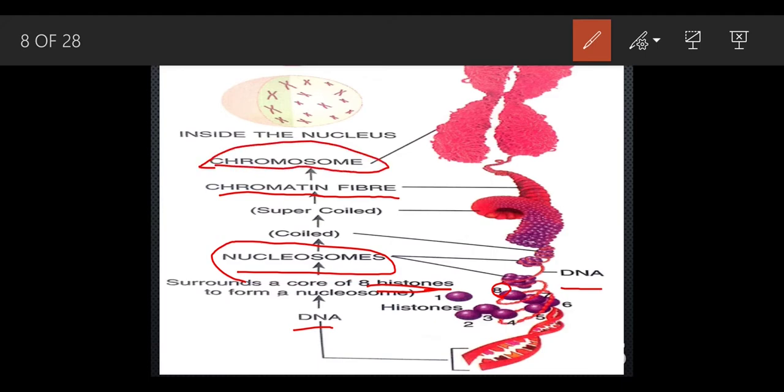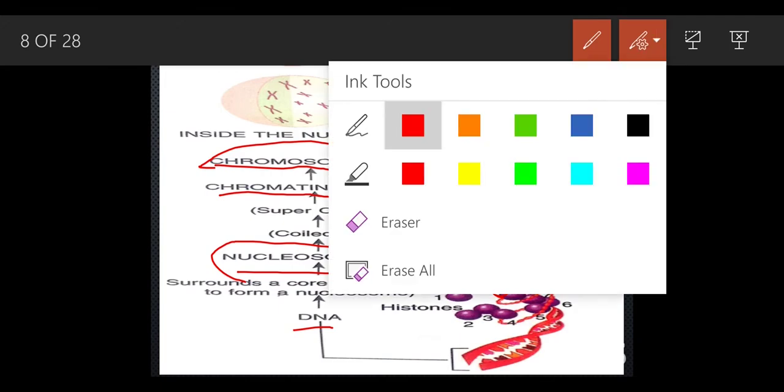All these things are happening inside the nucleus. Where is this nucleus located? Inside the cell. So the nucleus is a cell organelle, the largest organelle of the cell, where all these things are happening.